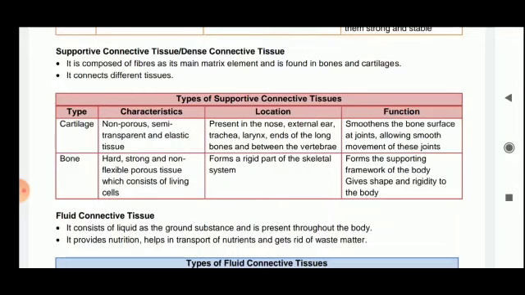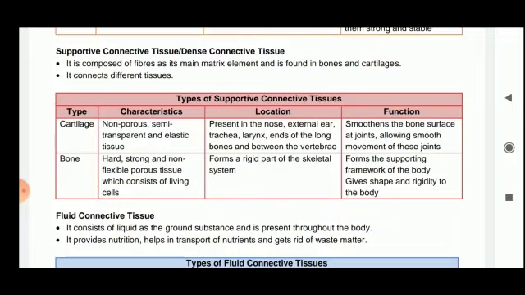Now come to the second connective tissue, what is it? Bone. It is a hard, strong and non-flexible porous tissue which consists of living cells. It forms a rigid part of the skeletal system. That means your body has a system, the skeletal system, which is hard in nature, and it is a rigid part, and it forms the supporting framework of the body, gives shape and rigidity to the body.